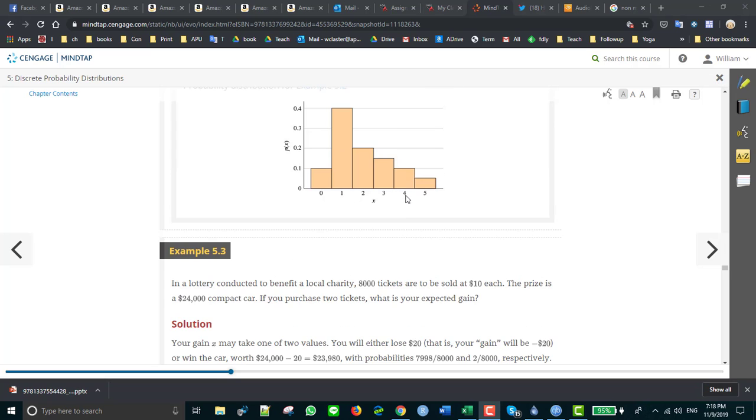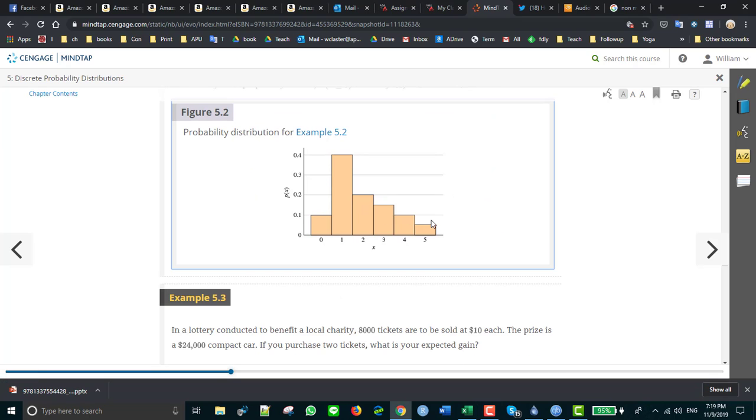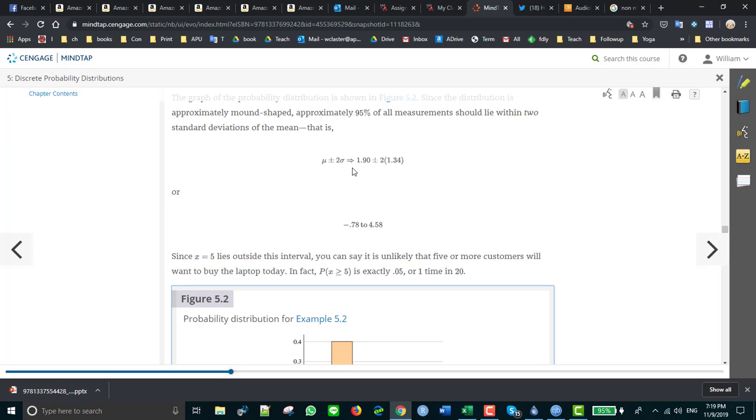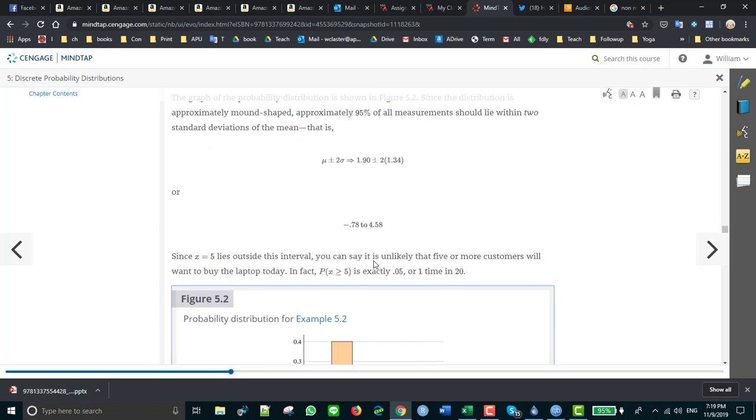So going back to what is the meaning of the sigma? What they're saying here is not always true, and it's not exactly true, but they're just saying in general, this is a kind of statement we can make. When we have something which is approximately mound-shaped, it will turn out that if you start at mu, what was mu? 1.9. And sigma was 1.34, so 2 times that.